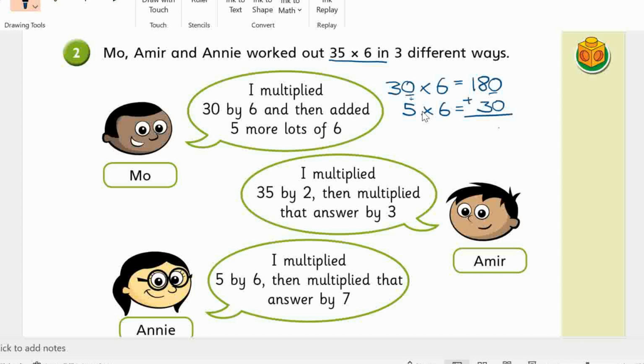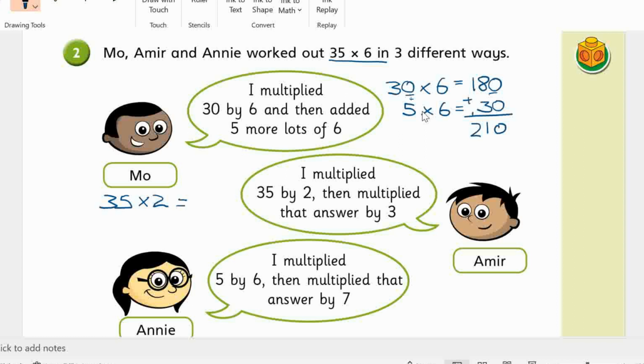Well, 0 plus 0 is 0. 8 plus 3 is 11. 1 plus 1 is 2. Okay, I think this way is pretty good, but let's see. I multiplied 35 by 2. 35 times 2. Then multiplied that answer by 3.